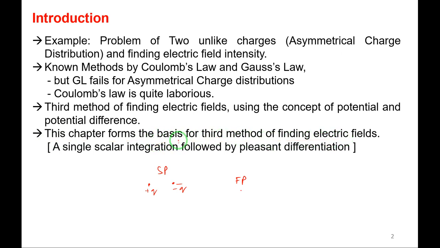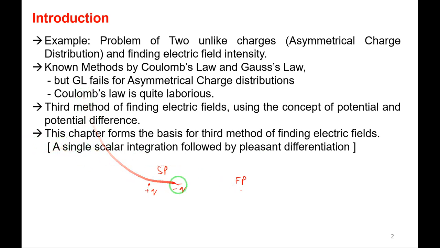And one more thing, this chapter will form the basis for the third method of finding electric fields. What is the third method? What it involves you will not understand right now, later on you will. The third method includes a single scalar integration. Potential is a new concept, it is a scalar quantity. So we will do a single scalar integration followed by a pleasant differentiation. One integration and one differentiation will be there in order to find the electric field intensity using this third method. That we will see later.